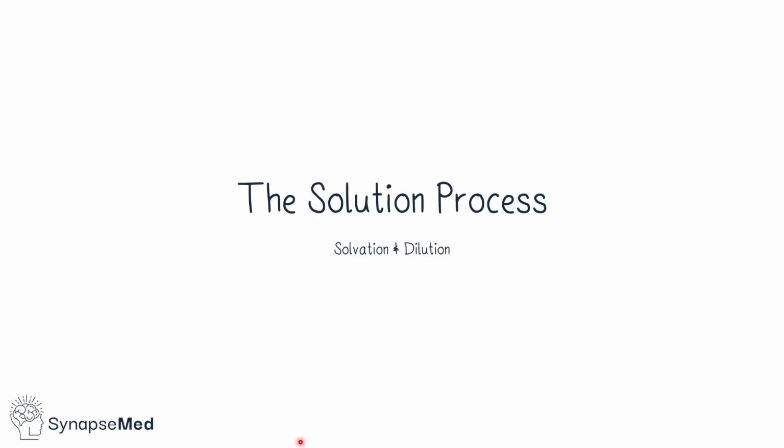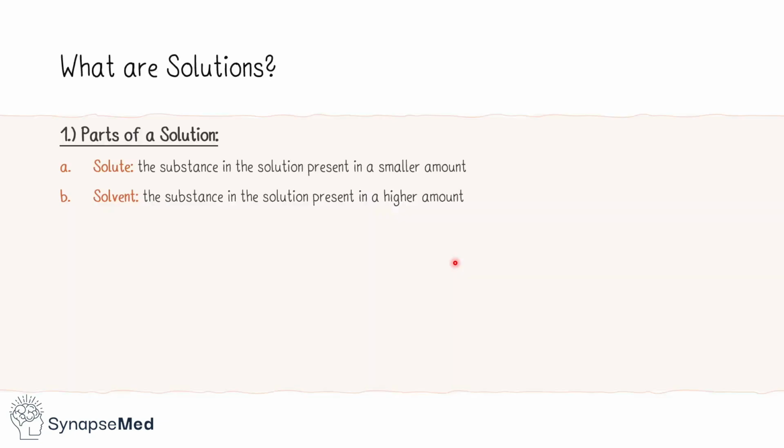In this video we are going to talk about the solution process, and we will also mention solvation and dilution within this video. In the last videos we already learned about the basic definitions of solutions, and we learned that solutions are homogeneous mixtures. So mixtures that if we look at them with our eyes, we cannot distinguish the different parts of the mixture, right?